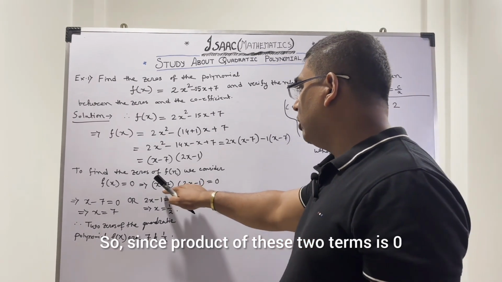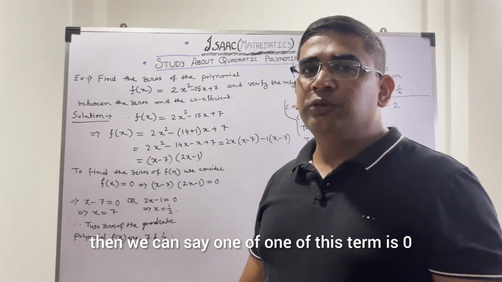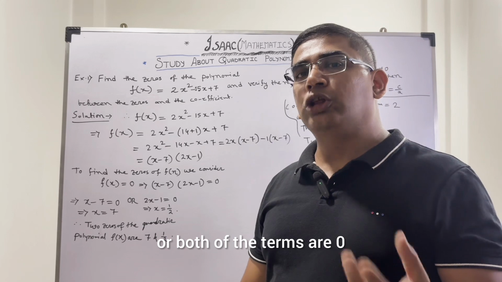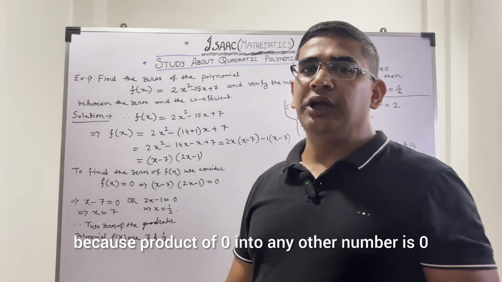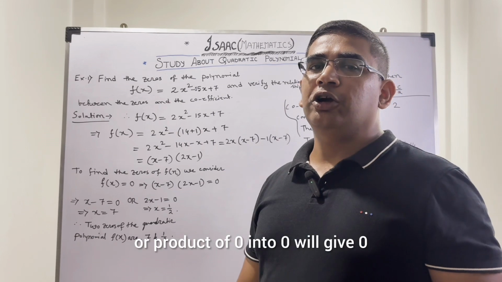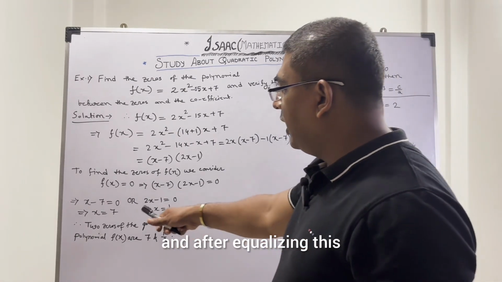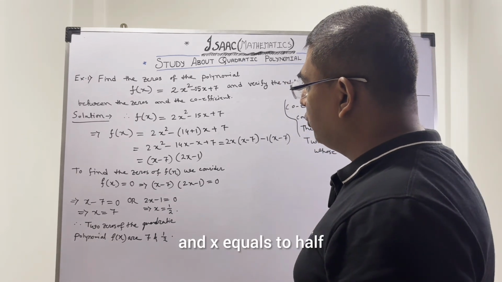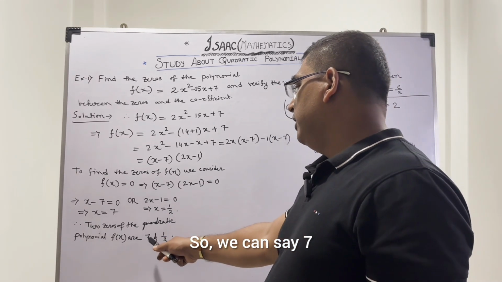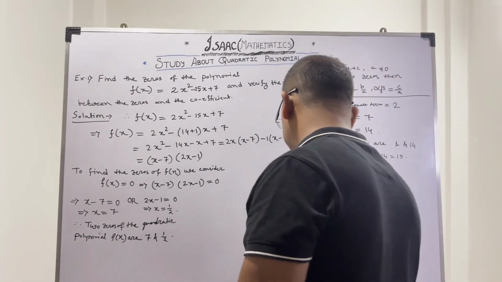Since the product of these two terms is 0, we can say one of these terms is 0 or both of the terms are 0, because the product of 0 with any other number is 0, or the product of 0 into 0 will give 0. After equating, we get x equals 7 and x equals half. So we can say 7 and half are the two zeros of this quadratic polynomial.